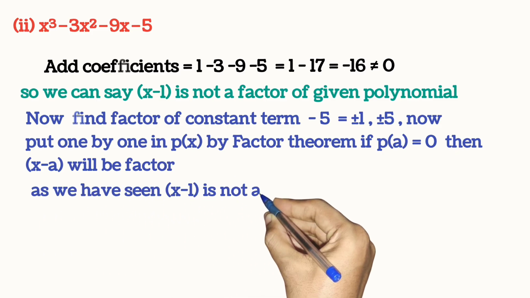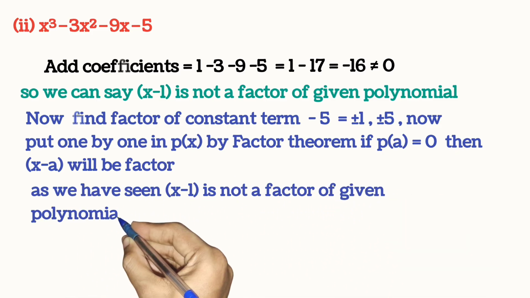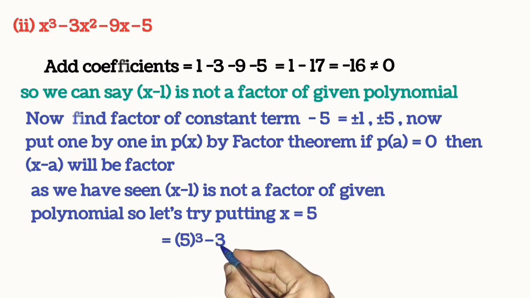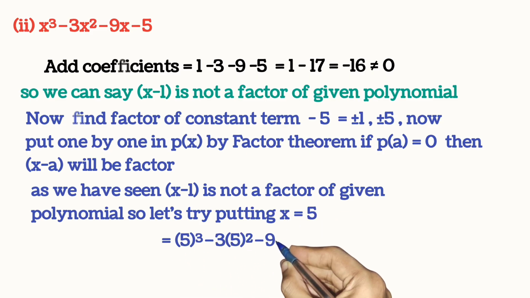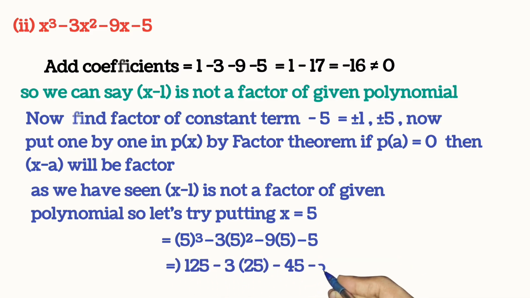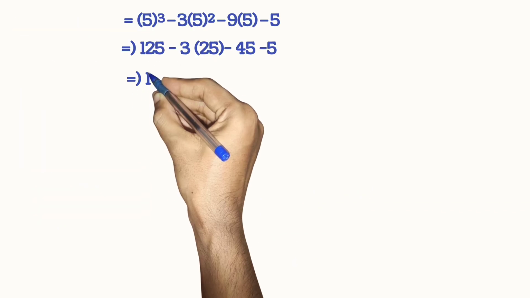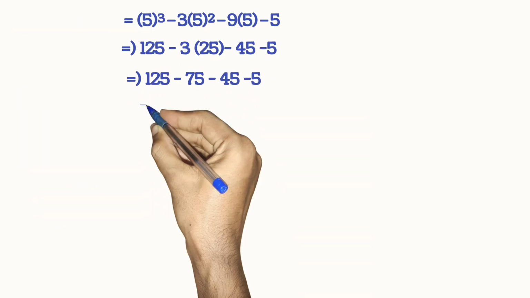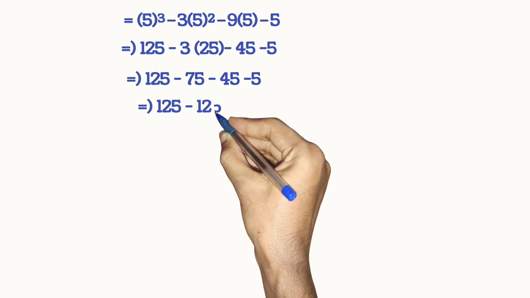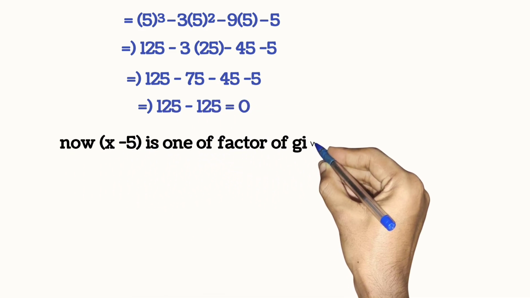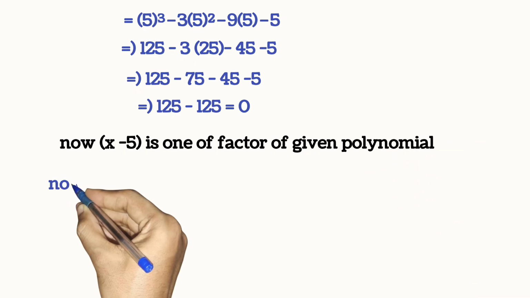As we have seen, x minus 1 is not a factor of the given polynomial. So let's try putting x equal to 5. Then 5 cubed minus 3 into 5 squared minus 9 into 5 minus 5, that is equal to 125 minus 3 into 25 minus 45 minus 5. That implies 125 minus 75 minus 45 minus 5. That implies 125 minus 125, that is equal to 0. Now x minus 5 is one of the factors of the given polynomial.